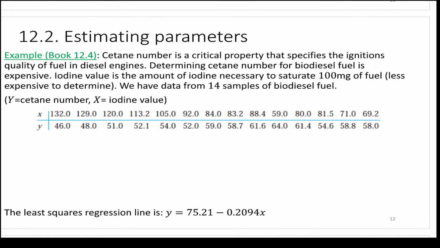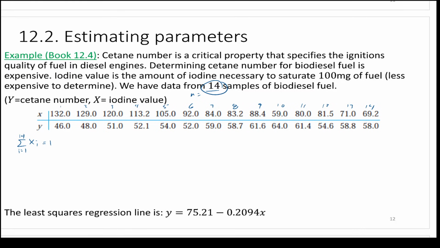We have data from 14 samples of biodiesel fuel. Y is cetane number and X is iodine value. Let's develop the least squares line, the linear regression line, or the estimate of the linear regression line. So what we need to do is add up all the x values. From i equals 1, 1, 2, 3, 4, 5, 6, 7, 8, 9, 10, 11, 12, 13, 14. I think they told us, yeah, 14. So n equals 14. So from 1 to 14, we sum up all the x values.